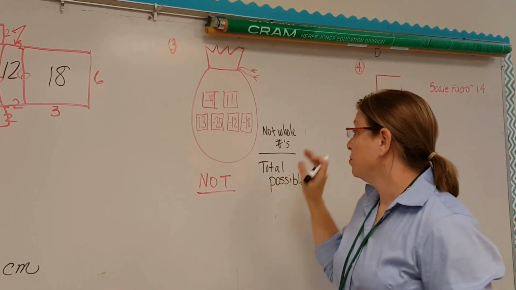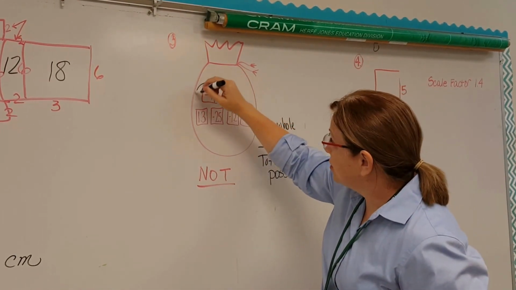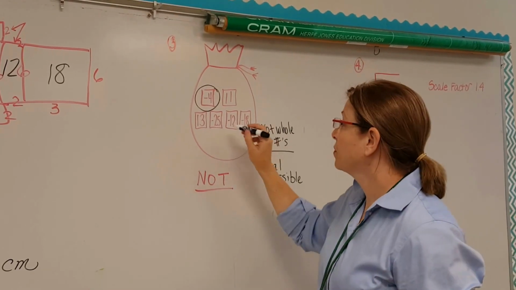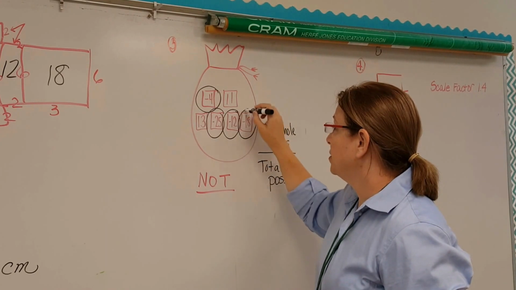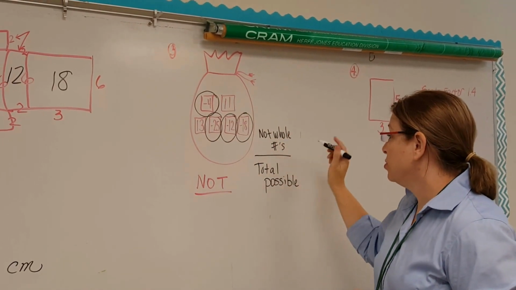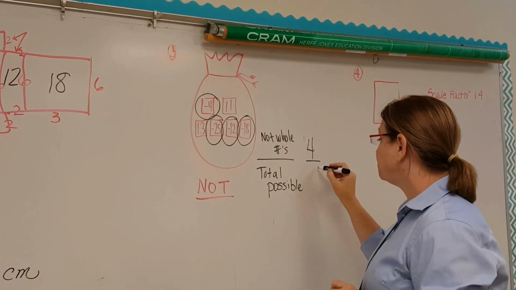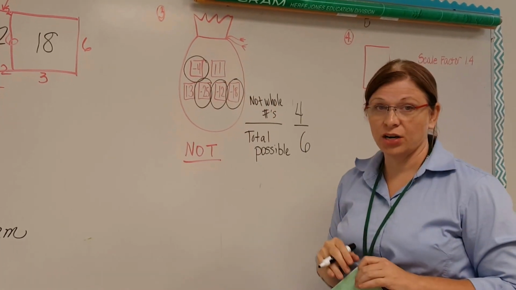Okay? So the numbers that are not whole numbers would be this one, the -4, because it's negative, it's an integer, it's not a whole number. This one, and this one. Okay? So there are 4 that are not whole numbers, and the total possible is 6, the 6 index cards.